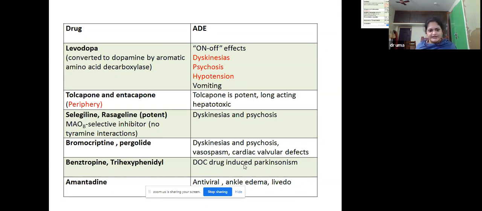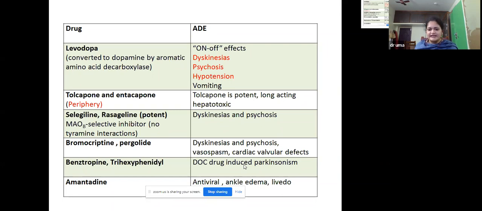And tolcapone and entacapone. Entacapone acts only in the periphery, but tolcapone acts both in the center and periphery. Tolcapone is potent and long-acting, but it is hepatotoxic. And selegiline and rasagiline are MAO-B selective inhibitors. Among these, rasagiline is more potent, but the adverse effects are dyskinesia and psychosis. As they are MAO-B selective, there is no cheese reaction, no tyramine interaction with selegiline and rasagiline.